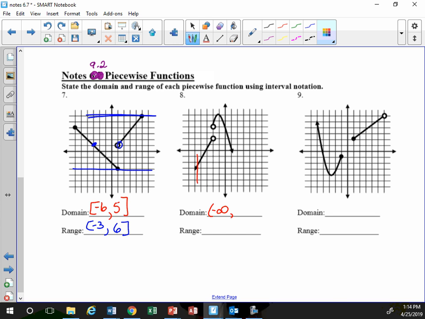-2. So it's negative infinity to -2 with a parenthesis. Because I'm skipping it. Well, if it's filled in, I wouldn't even have to mention the -2. Because it would just keep going. Okay. And then I start again at -2. Where do I end? Infinity. Okay.